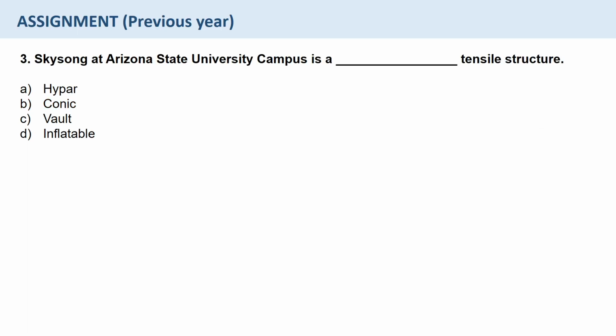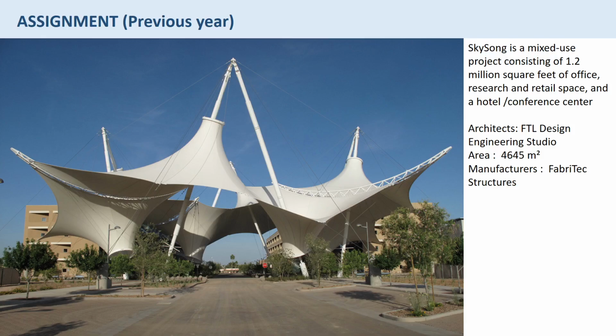Question number 3. SkySong at Arizona State University campus is a dash tensile structure: high bar, conic, vault or inflatable. So this is how the SkySong structure at Arizona State University looks like. It is a mixed use project. It consists of 1.2 million square feet of office, research and retail space and a hotel conference center. And this is apparently the entry for that area.